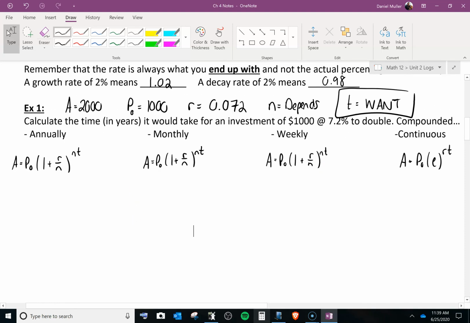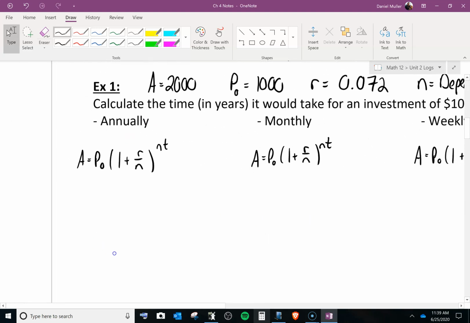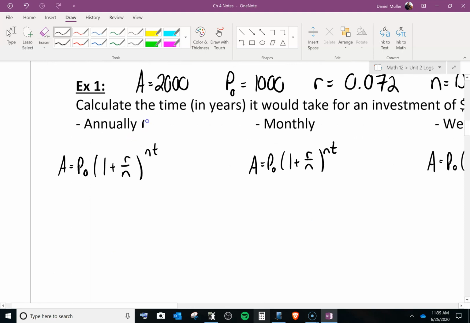So we need to do this. We've got the information above, but the n we don't know. So that we'll do here. I'll just zoom in. The n, if it's done annually, the number of compounds in a year is just 1. So we're only going to compound once. So when it comes to this, we can just plug everything in. A is 2,000. This is 1,000. 1 plus our rate is 0.072 over 1. And then we have 1 times t.